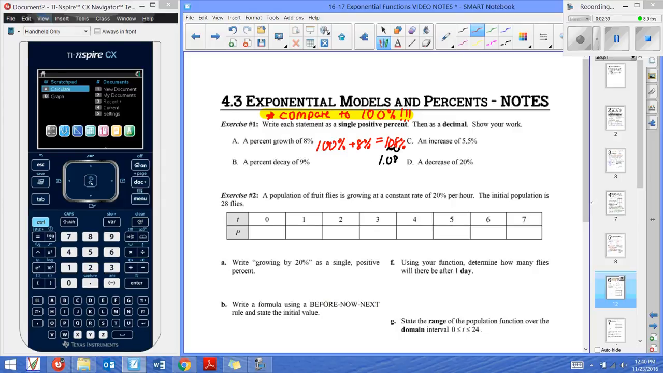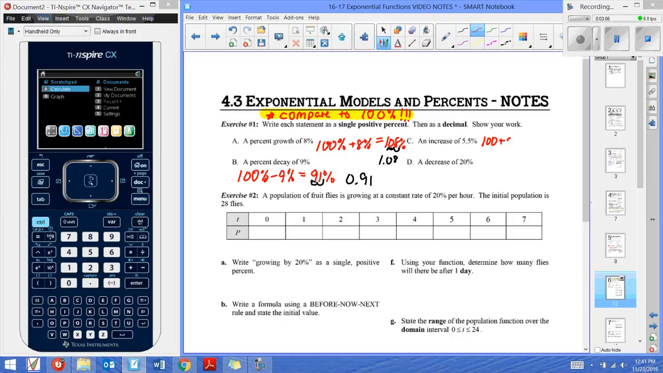All right, B says a percent decay or a percent decrease of 9%. So we start with 100%, we take away 9%, and what are we left with? Well, we now have 91%, which as a decimal, move that decimal place 2 spaces over, this is really the same thing as 91 hundredths per 100, 91 hundredths.